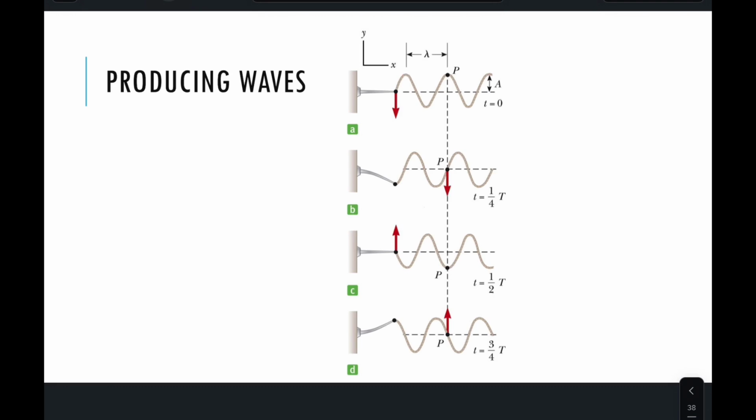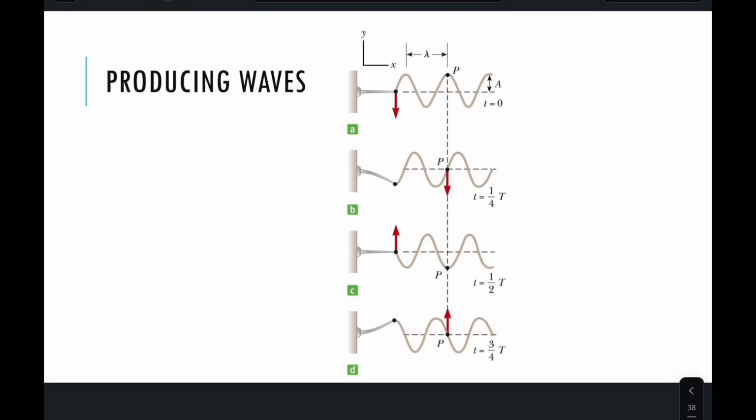The distance from crest to crest or trough to trough is lambda. We call it the wavelength. One wavelength is the distance between successive crests or successive troughs. That is 1 lambda. So at t equivalent to 0, the initial position of point P is here.